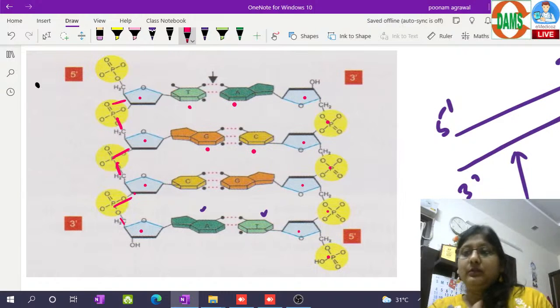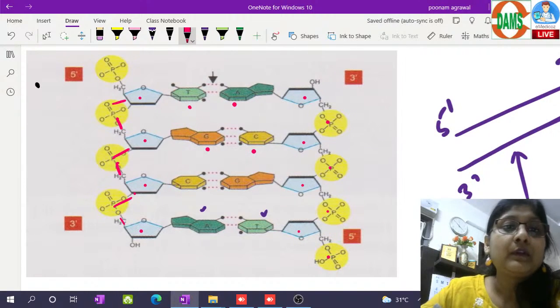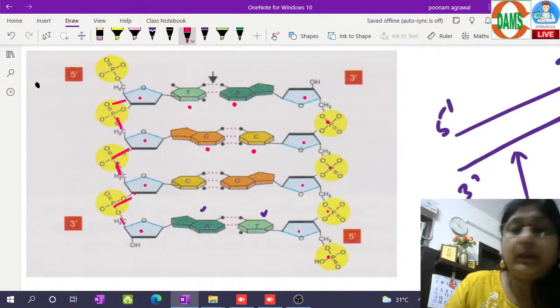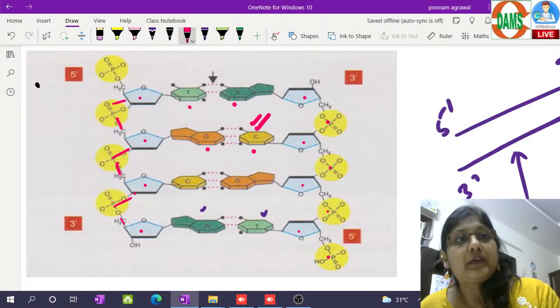So which association is stronger? Arvind, tell me. Amit, Aditya, which association is stronger? Is the AT interaction stronger or the GC interaction stronger? Of course, the GC interaction is stronger because they have three hydrogen bonds.